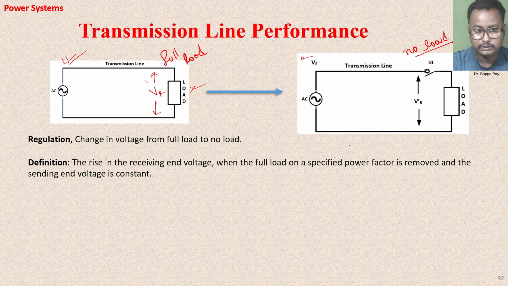So voltage regulation will be full load to no load, VR minus V1 R. Okay, this is the voltage regulation. Is it clear? The same diagram, the same circuit diagram. We have added one switch and turned it on to make it open circuit, so there is no load connected.